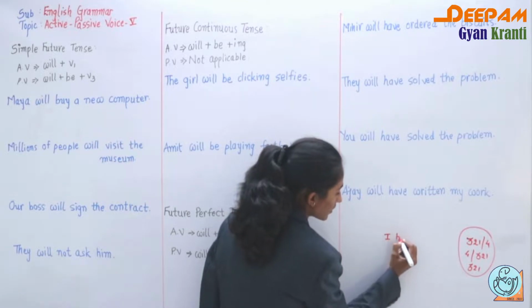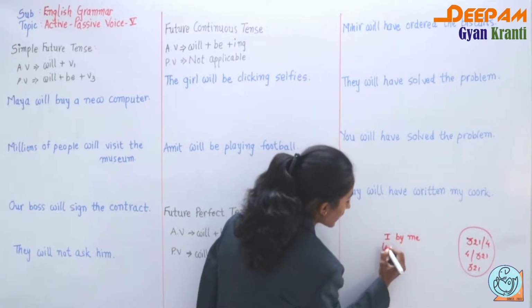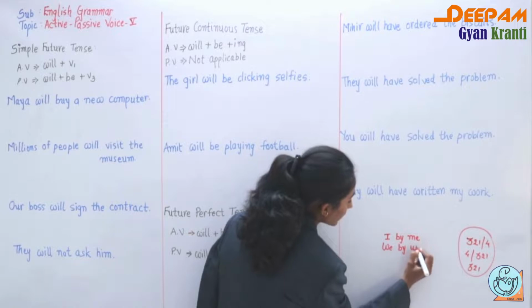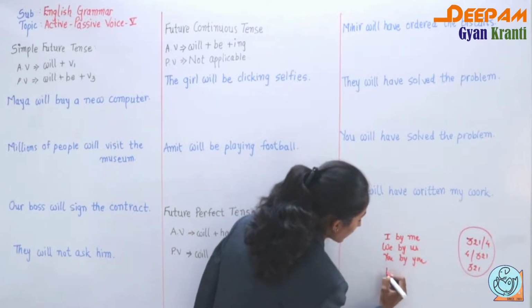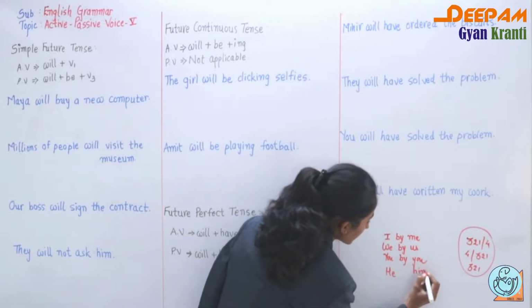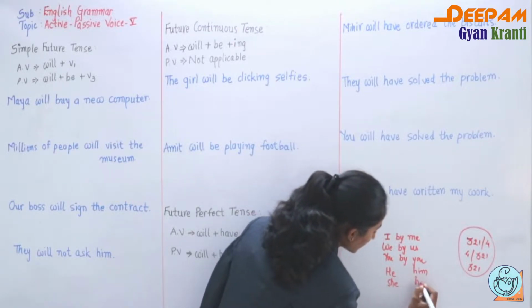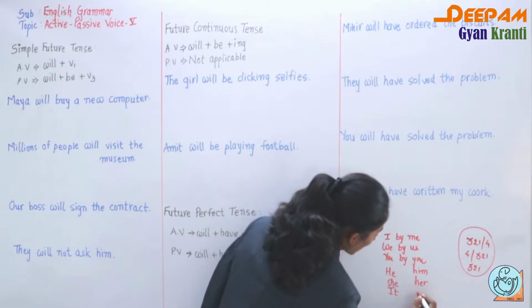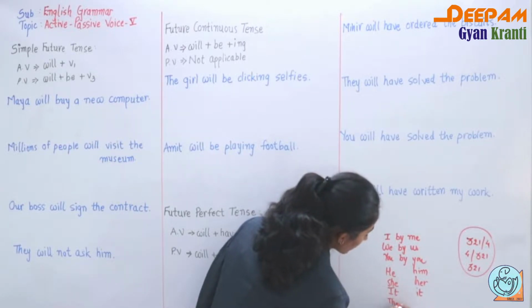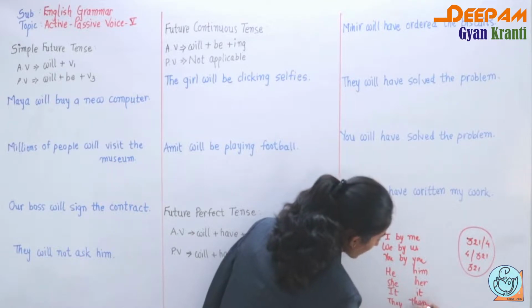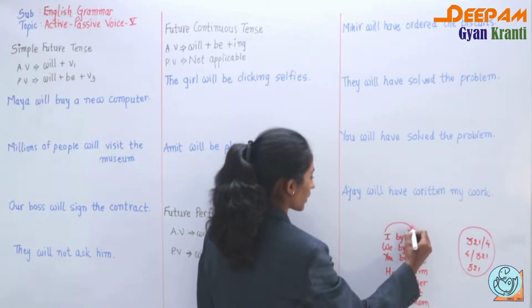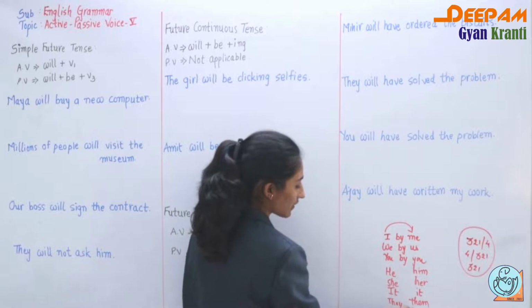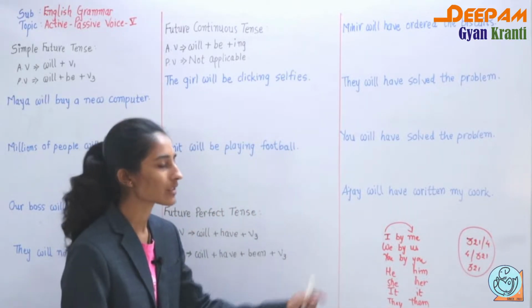Suppose I is given, so the answer is by me. We is given, so by us. Then you is given, so by you. He, so by him. She, by her. It, so by it. They, by them. And if any name is given, then you have to write by name. So these are the basic rules.